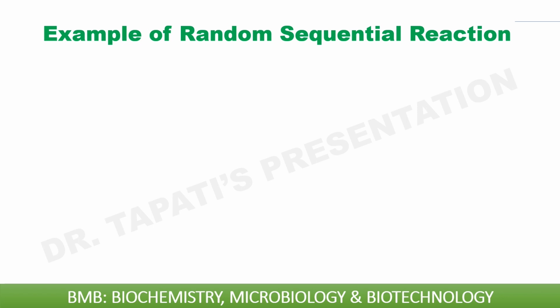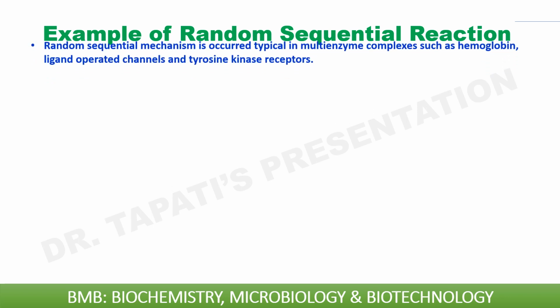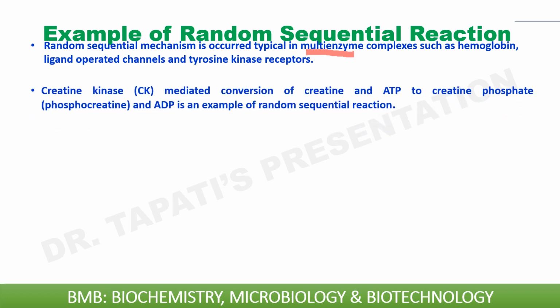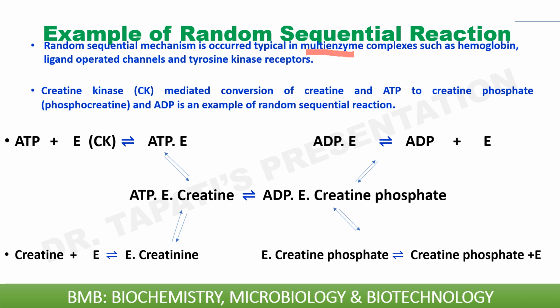Let's see examples of random sequential reaction. Random sequential mechanism occurs typically in multi-enzyme complexes like hemoglobin, ligand operated channels, and tyrosine kinase receptors. All cells native to the central nervous system, including neurons, express creatine kinase, that is CK, the enzyme that catalyzes the equilibrium among phosphocreatine, ADP, creatine, and ATP. It is a very essential enzyme in our body. Creatine kinase or CK mediated conversion of creatine and ATP to creatine phosphate or phosphocreatine and ADP is an example of random sequential reaction.